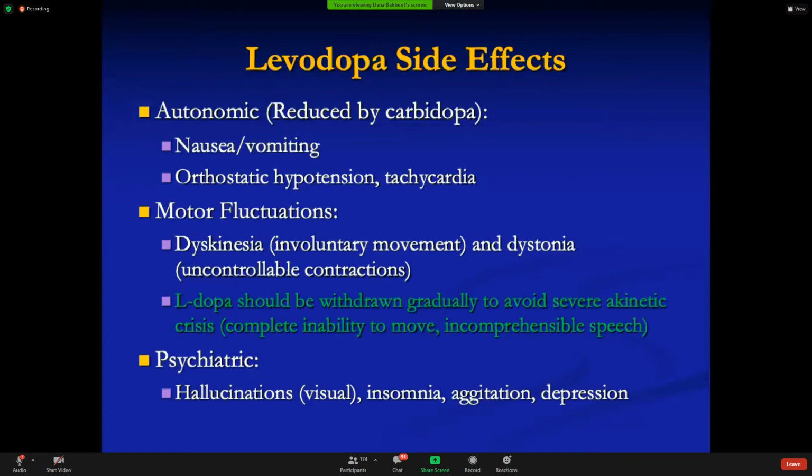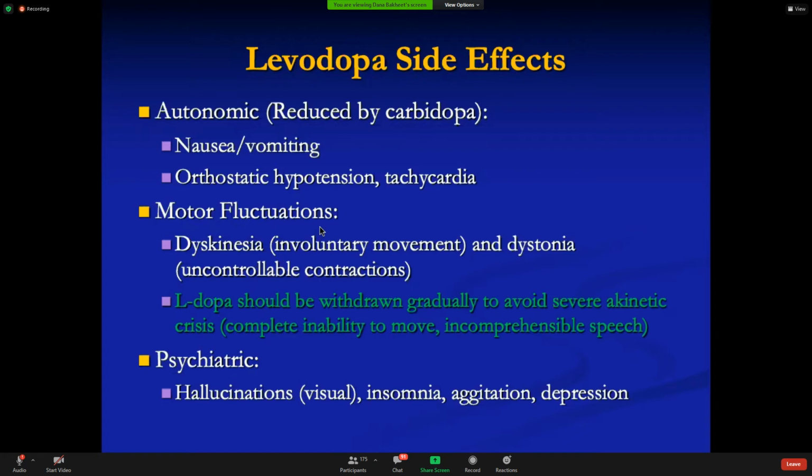Now, what are the levodopa side effects? Usually autonomic: nausea, vomiting, orthostatic hypotension, or tachycardia. It's reduced by what? Giving the carbidopa, because you don't want the levodopa to be converted into dopamine and acting in the periphery. So you're trying to avoid this one.